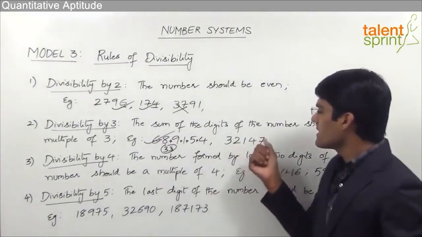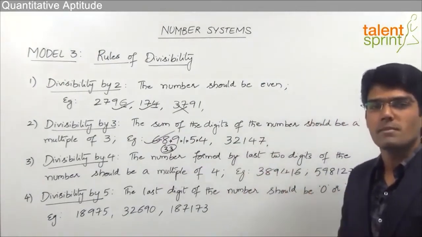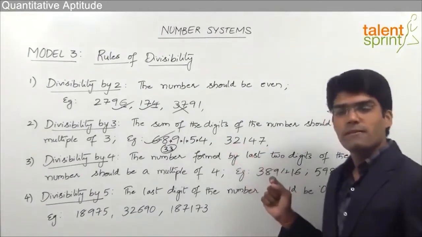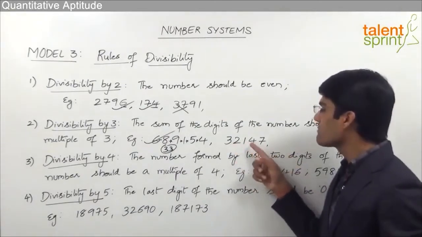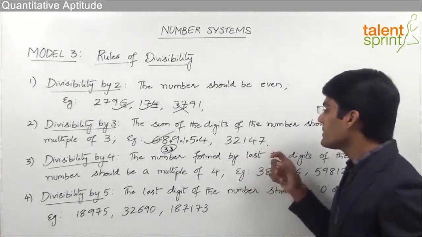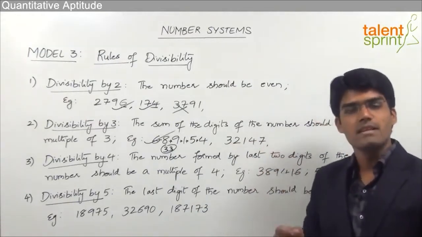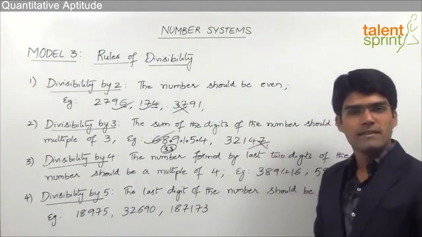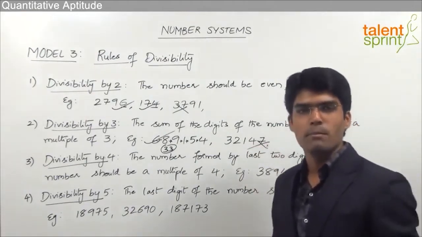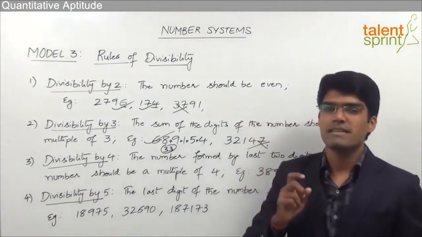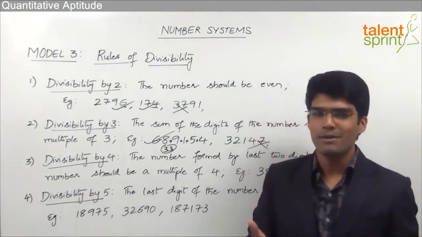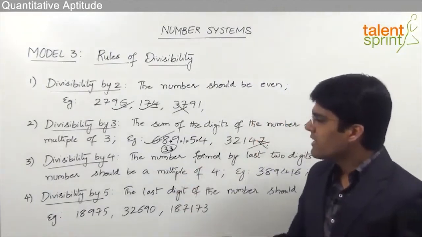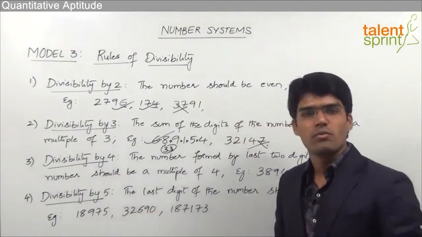Let us now see whether this number 32147 is divisible by 3 or not. Again, we need to find out the sum of the digits. 3 plus 2 is 5, plus 1 is 6, 6 plus 4 is 10, and 10 plus 7 is 17. 17 is not a multiple of 3. So this number is not divisible by 3. So this is how we can check the divisibility of a number by 3 by finding out the sum of its digits. If the sum is a multiple of 3, then the number is divisible by 3. Otherwise it is not.